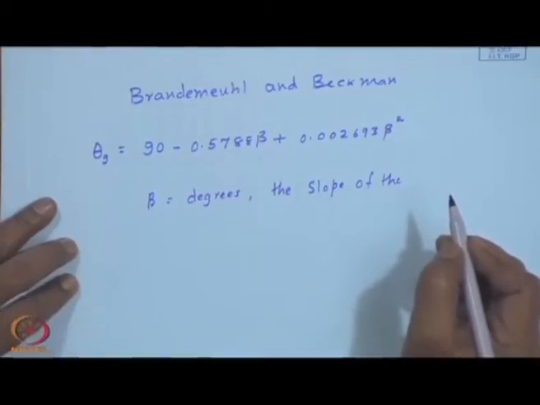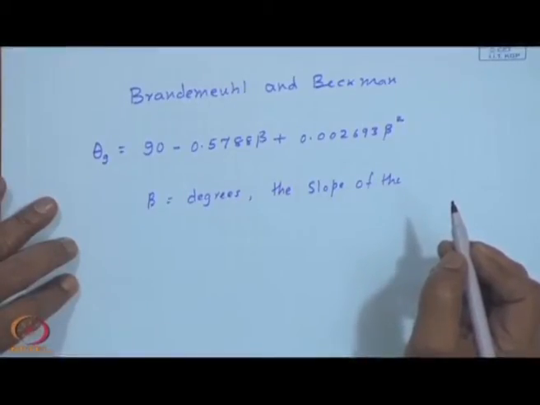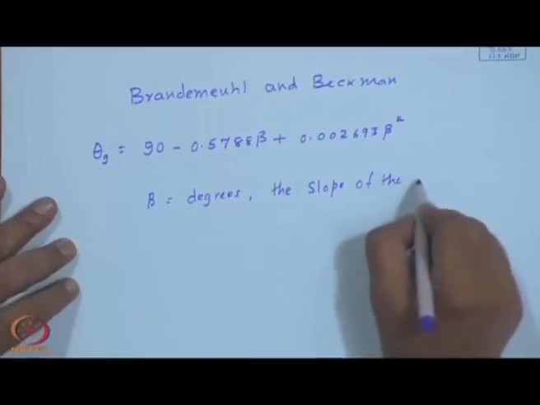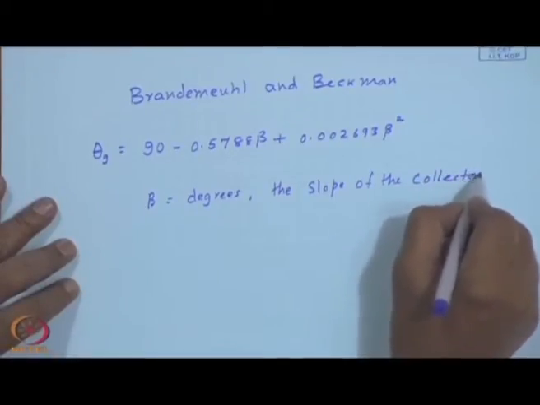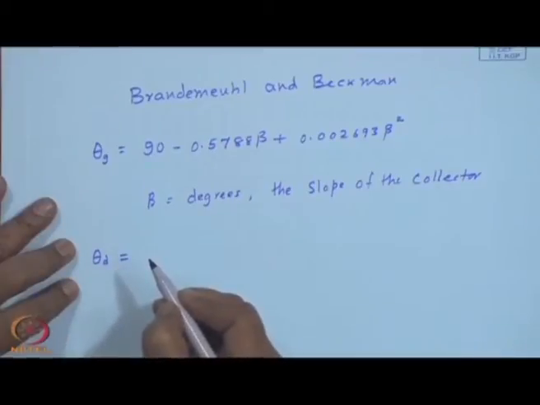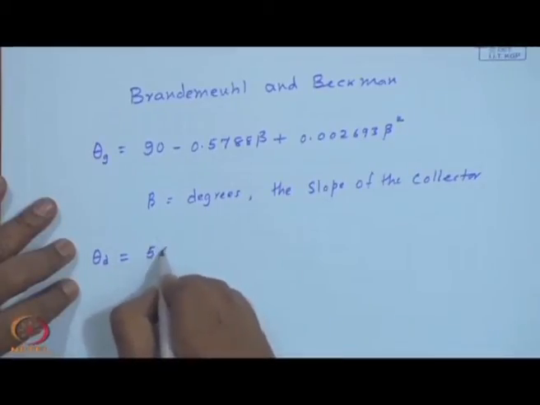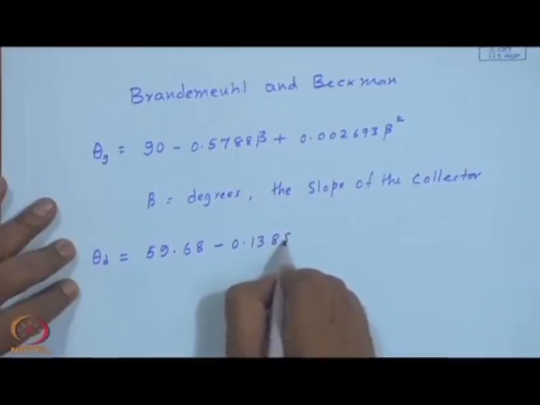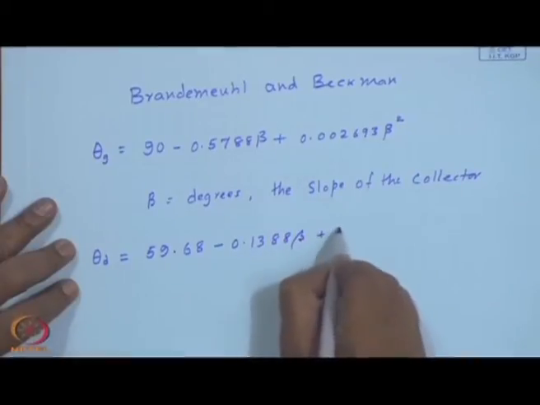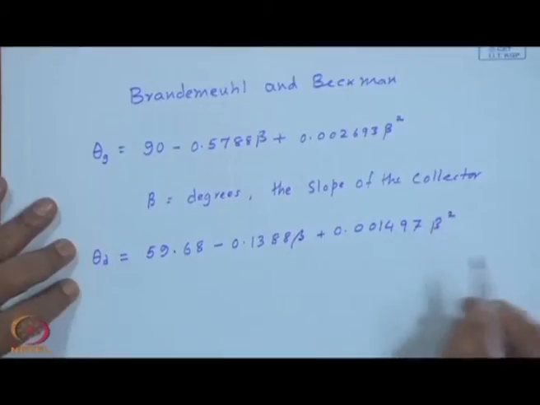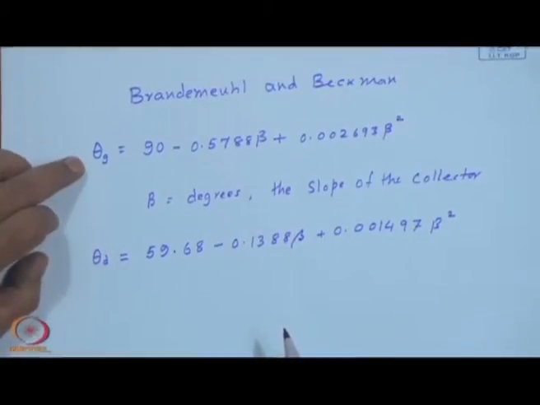Now, we can use the terminology collector, because this tau alpha deals with the collector instead of a general tilted surface as we have been doing in calculating IT, HT, etc. Similarly, the effective angle of incidence for diffuse radiation is given by 59.68 minus 0.1388 beta plus 0.001497 beta square.